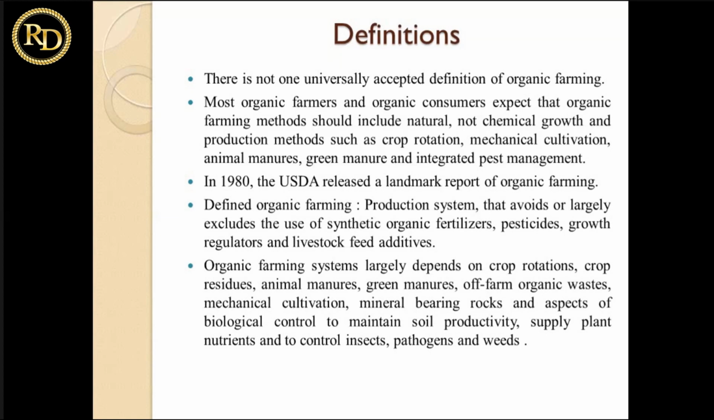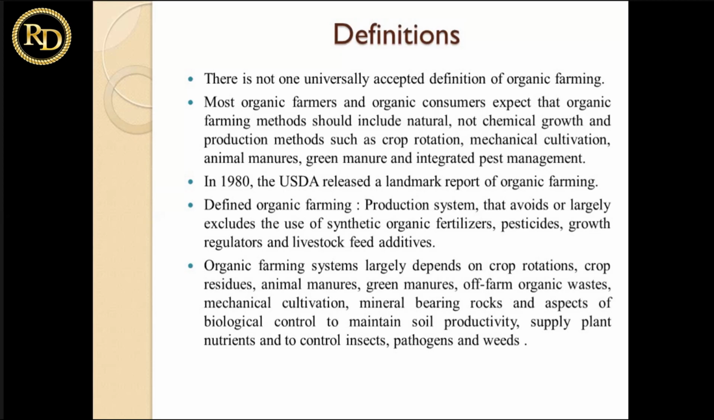Whatever the production system, it should avoid or largely exclude synthetic organic fertilizer. We should not use chemical fertilizers. We should not use chemical pesticides. We should not use growth regulators that contain chemicals. And we should not go for livestock feed additives also. If you are devoid of all these things, then it can be called organic farming.